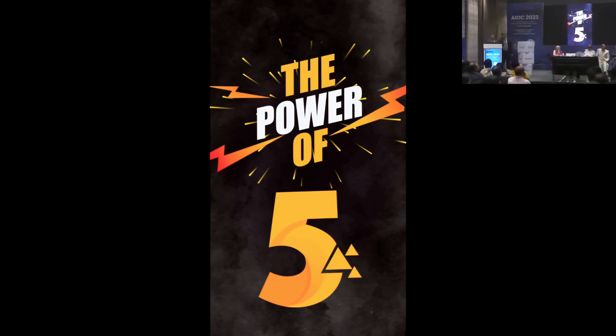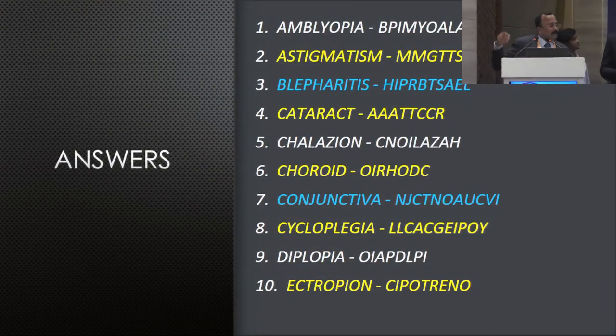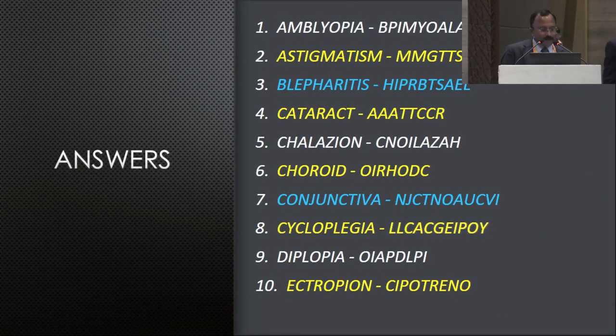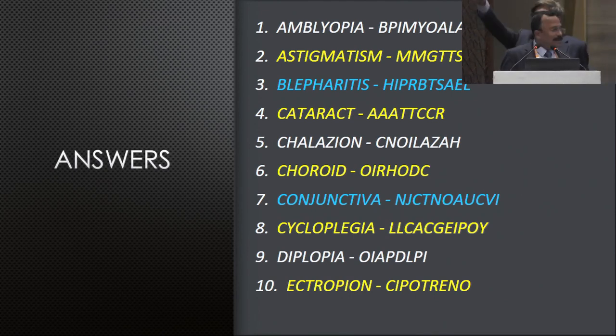Okay, now let us see the answers. Myopia. That was not myopia, it was amblyopia. Next is astigmatism, then blepharitis, cataract. That is the correct answer he gave. Then chalazion, choroid, conjunctiva, cycloplegia, diplopia, and ectropion. Okay, let us go to the next team.